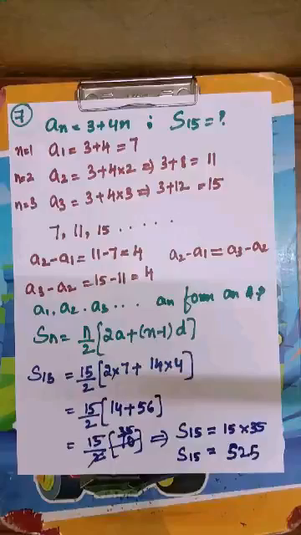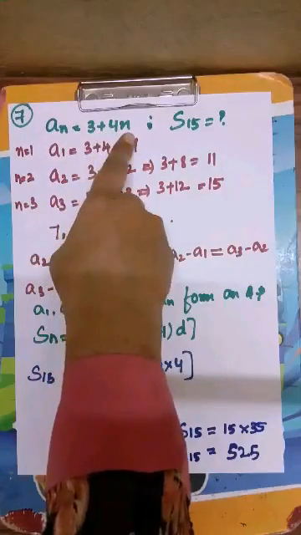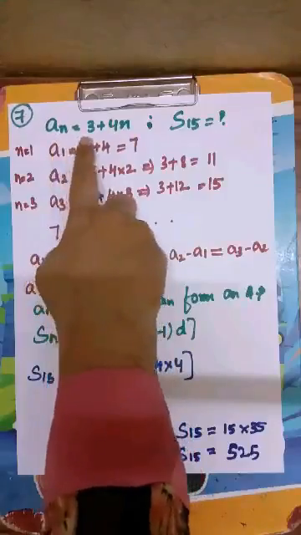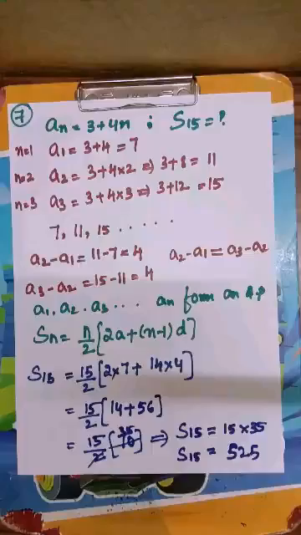The next bit is similar. Here an is equal to 3 plus 4n is given. In the next problem, an is equal to 9 minus 5n. Do the problem as homework. This is all for today. Have a good day. Bye.